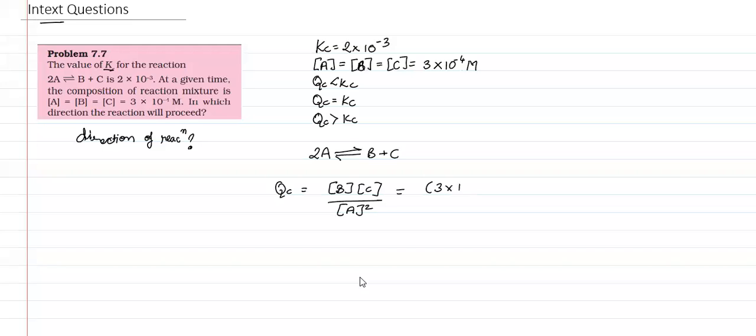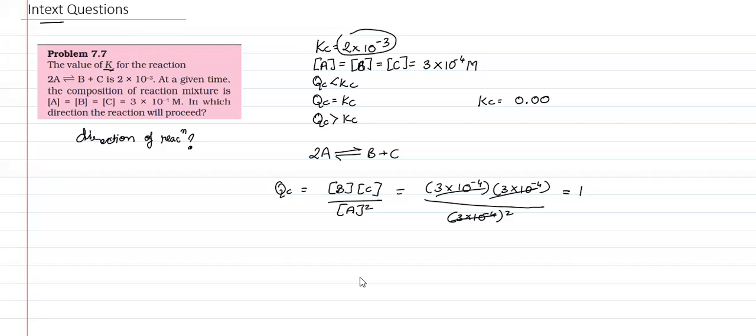Now let's substitute it. So 3 into 10 to the power minus 4, 3 into 10 to the power minus 4, divided by 3 into 10 to the power minus 4 whole square. So basically, you can cancel all of this, and this gives us the answer as 1. Now, the value of Kc over here is 2 into 10 to the power minus 3. So Kc equals 0.002, right? Because it is 10 to the power minus 3. And Qc equals 1.